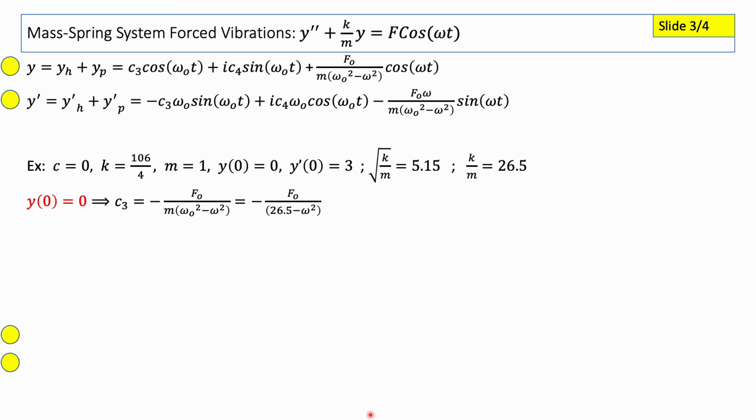Now, what we're doing next is, I'm going to take an example. Say C is 0, because we are considering the case of no damping.